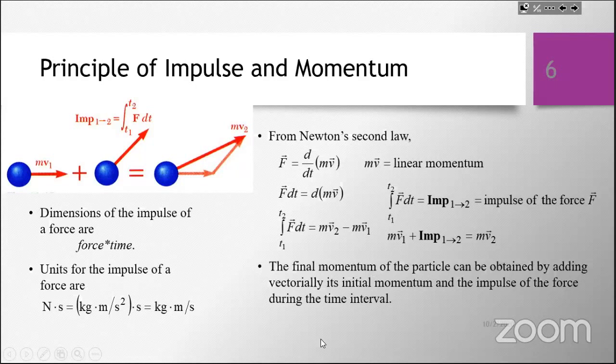So again, the final momentum of a particle can be found by adding the initial momentum and the impulse. So if you have an impulse and you add these two together, well, your final momentum is right here, okay? So remember, when we add vectors, you put them tip to tail.